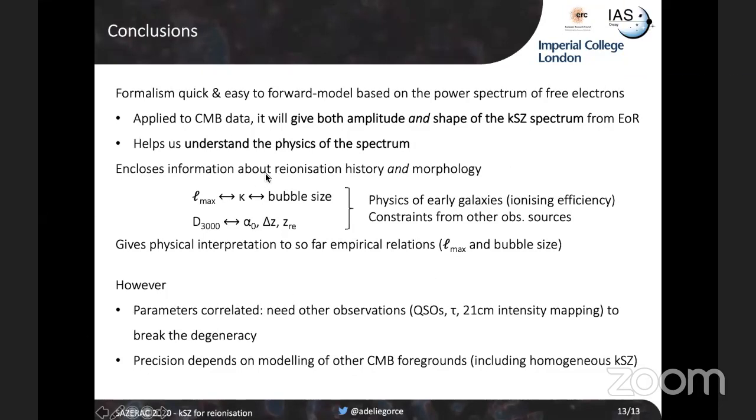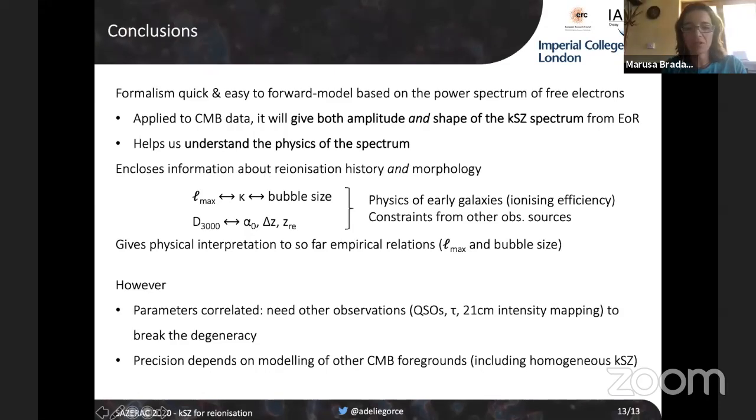Thank you, Adelie. There is already one question from Ken, which says, is it possible to compare your fitted electron power spectrum with other theoretical models, for example, halo model or beta model?